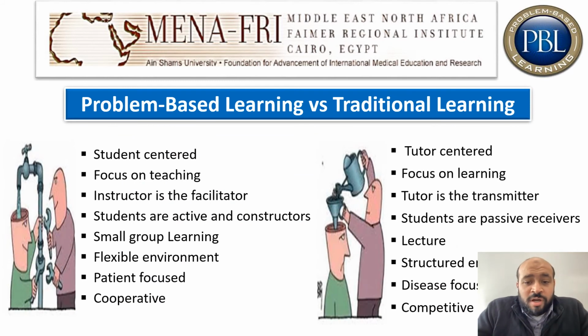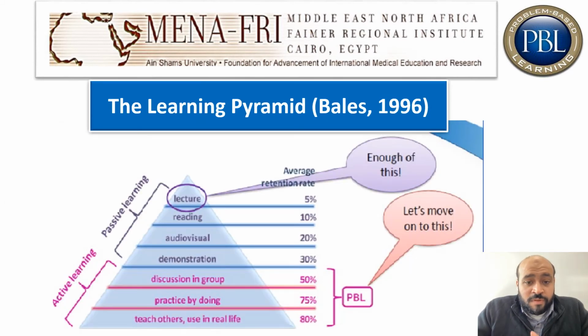And to summarize, this is a quick comparison between the traditional method and the problem-based learning method. Most of the authors tend to put problem-based learning in the active learning zone, while the traditional method is in the passive learning zone. And as you all know, we are trying to move to the active learning zone to make the students more active learners.